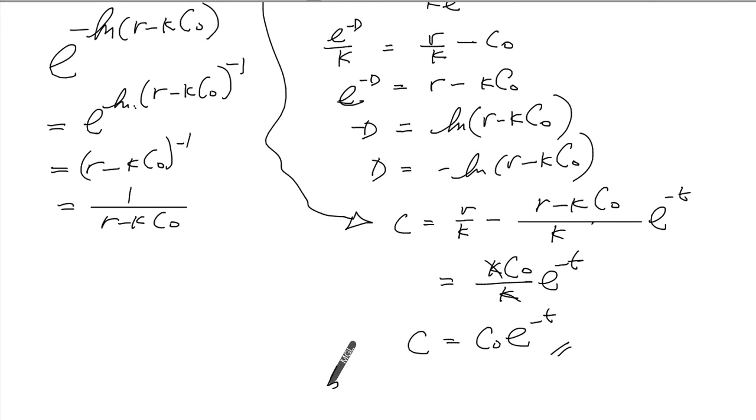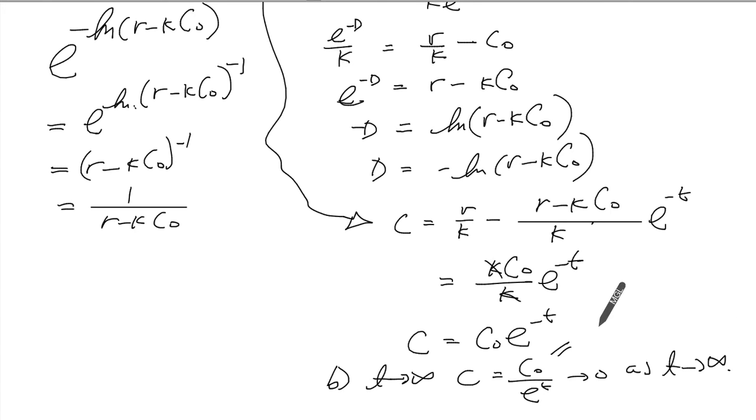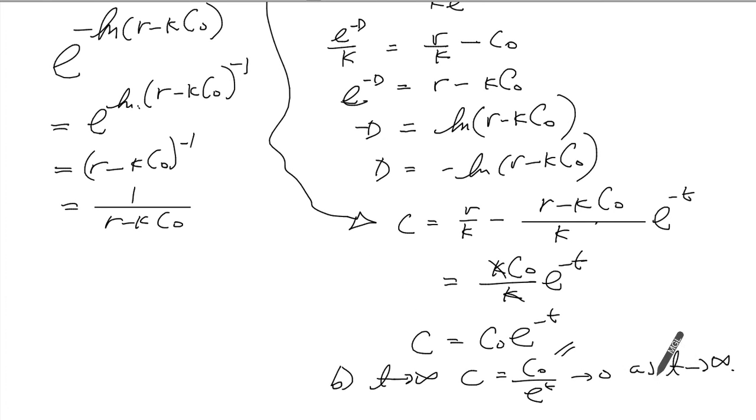Now part B is what happens as t approaches infinity with this. Well, clearly that's more obvious if we put it this way. So as t approaches infinity, right? We have some constant divided by infinity. So this is approaching, right? It's approaching 0 as t approaches infinity. It goes forever, it's approaching the concentration of 0.